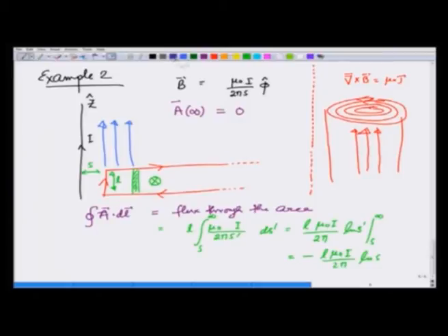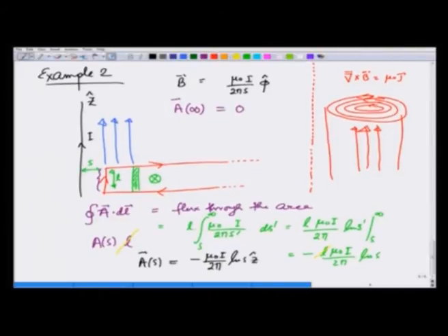How about the left hand side? The only contribution for A, since it is in z direction, comes from this particular vertical path, and therefore, this is going to be A at s times L. You can clearly see then by cancelling terms, if I cancel this L, that final answer A of s comes out to be the vector minus mu naught I over 2 pi log of s in the z direction, the answer we had obtained earlier. So, I have done two examples of using the curl equation for B along with the Stokes theorem to calculate B.